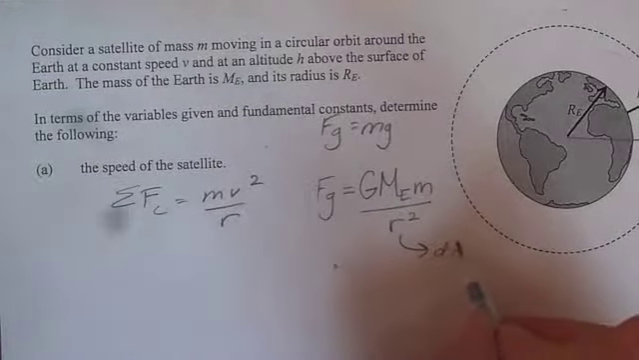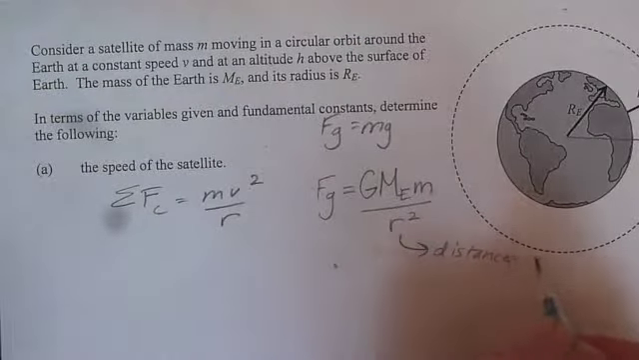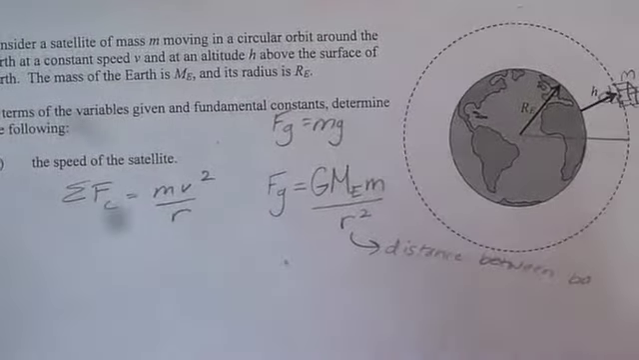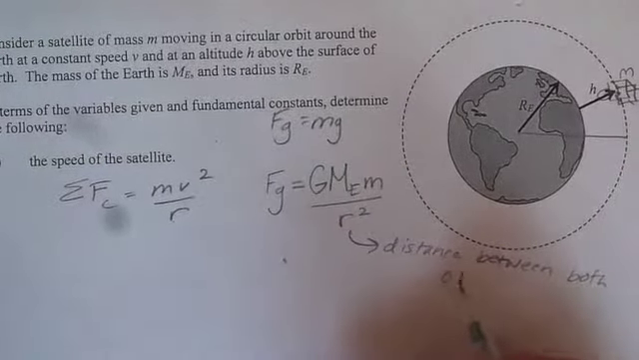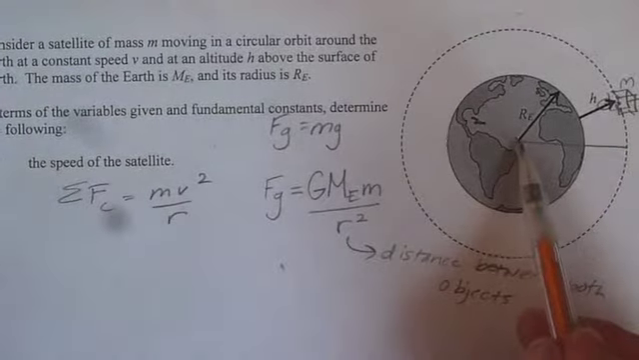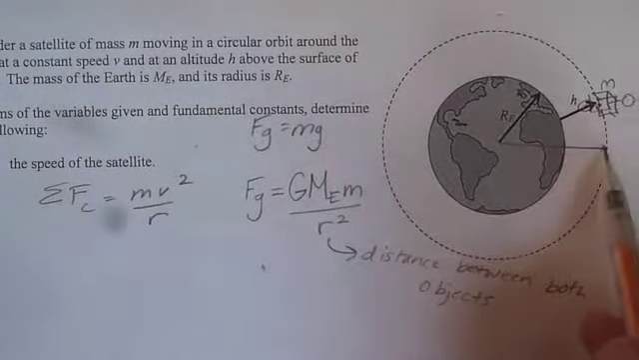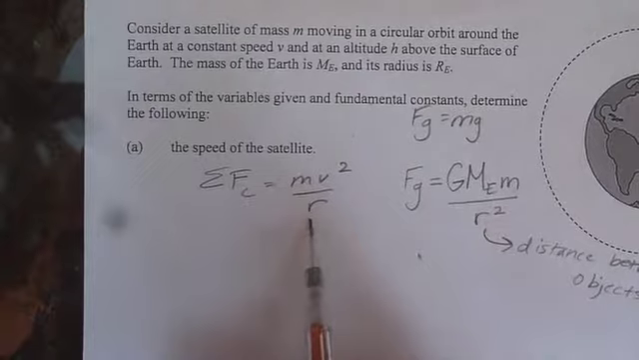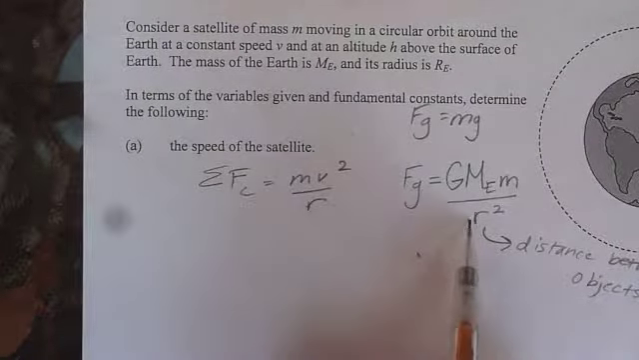So this is the distance between both objects. Now note, in this case, that is going to be from the center of Earth to the center of satellite. So that also is that same distance that we were looking at a moment earlier as far as the radius of the circular path. These two values are the same.